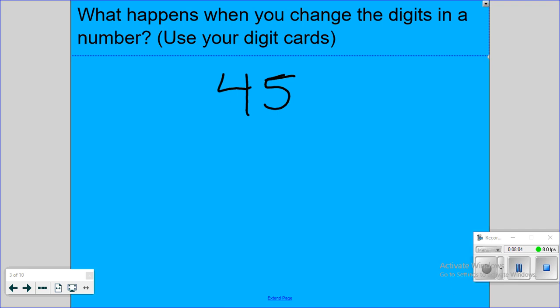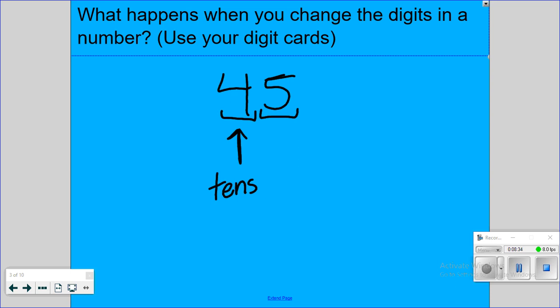Yeah, so who told me that they had a value? Depending on where I put my digit cards tells me what that number is worth. When I put a digit in this place, that's telling me the number of tens I have. So by a 4 being there, that tells me I have 4 tens.